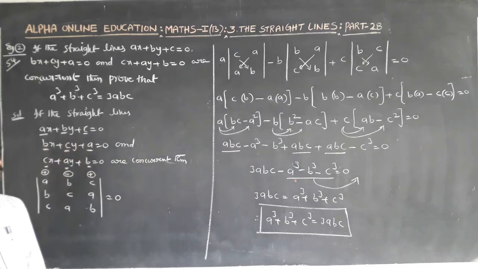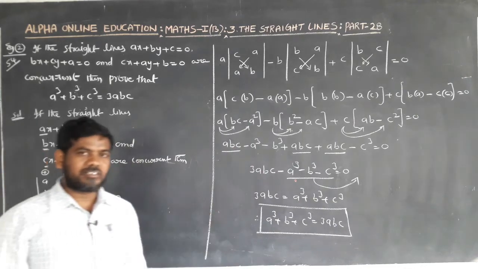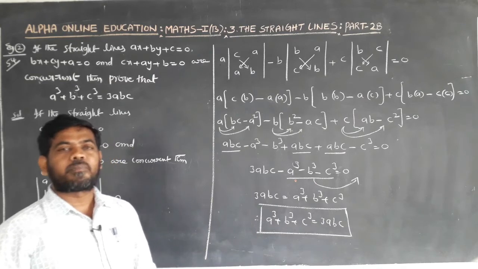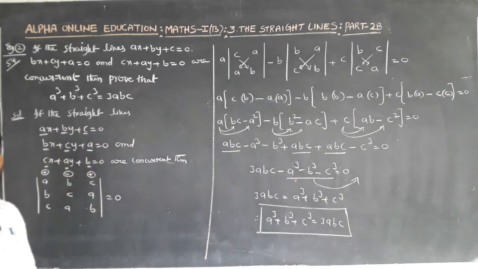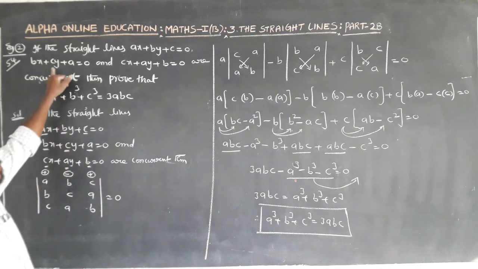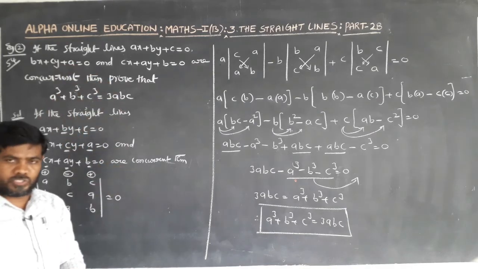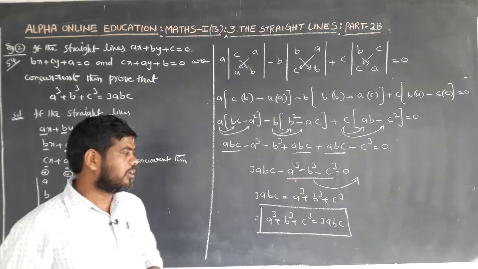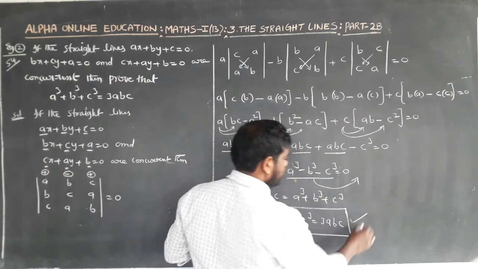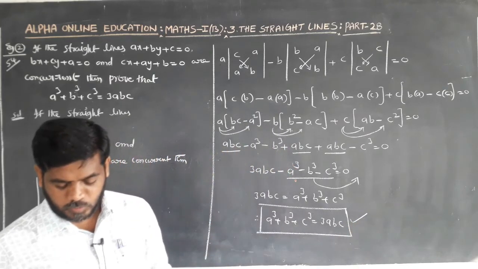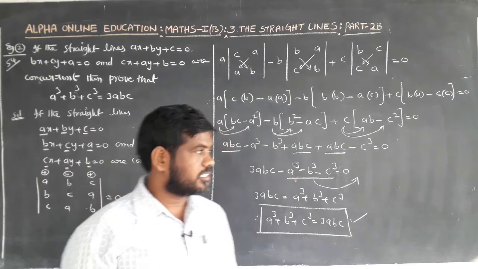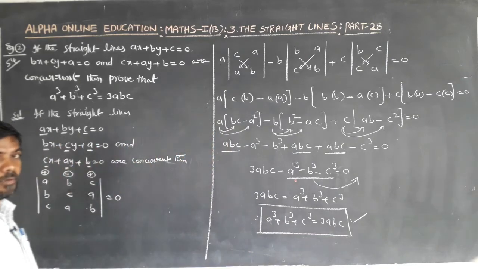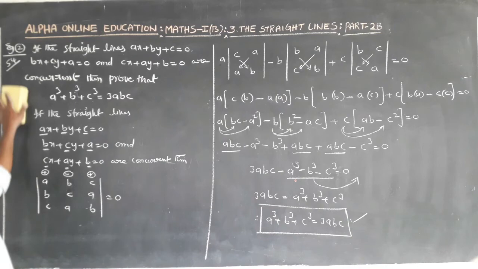3abc is the answer. If the three lines ax plus by plus c is equal to 0, bx plus cy plus a is equal to 0, and cx plus ay plus b is equal to 0 are concurrent, then a cube plus b cube plus c cube is equal to 3abc. This is the most important problem. Again, one problem.